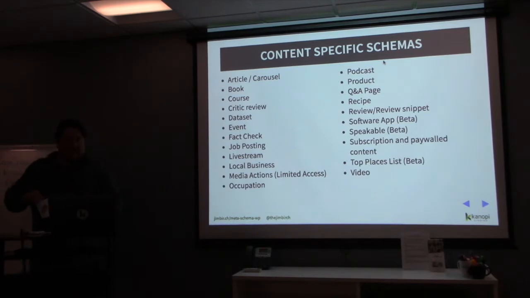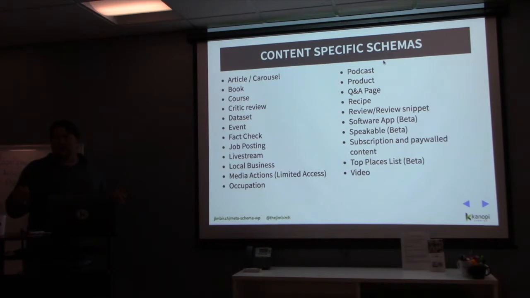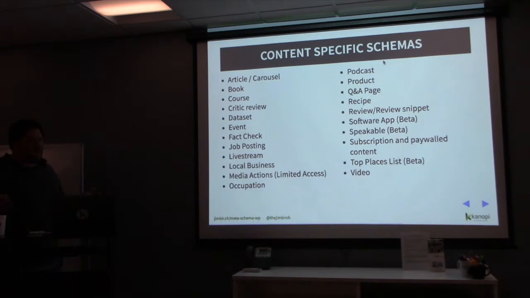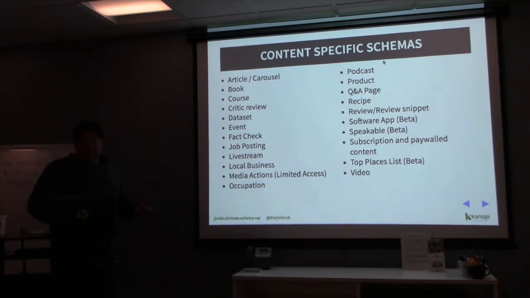The content type specific schemas, these are where you get into your WordPress custom post types. Sometimes a page could be one of these, but basically that big list that Google says they want: articles, books, courses, reviews, data sets, events, fact check, job posts, live streams, businesses, medias, actions, occupation, podcast, products, Q&A pages, recipes, reviews, software, speakables, a good one.